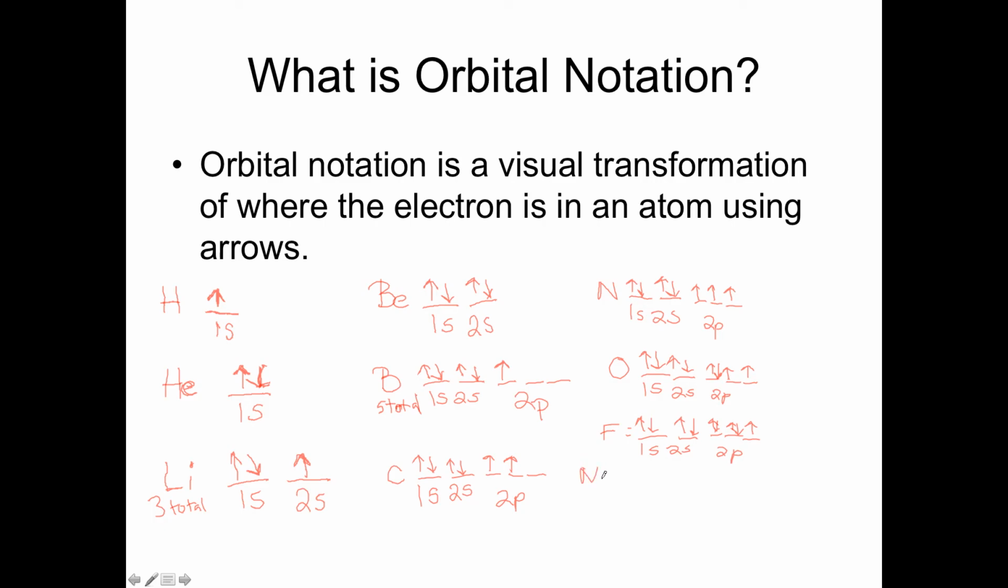The last one in the row, neon. 1s, up, down. 2s, up, down. 2p, it'll go up, up, and up, and then down, down, and I need one more, down.